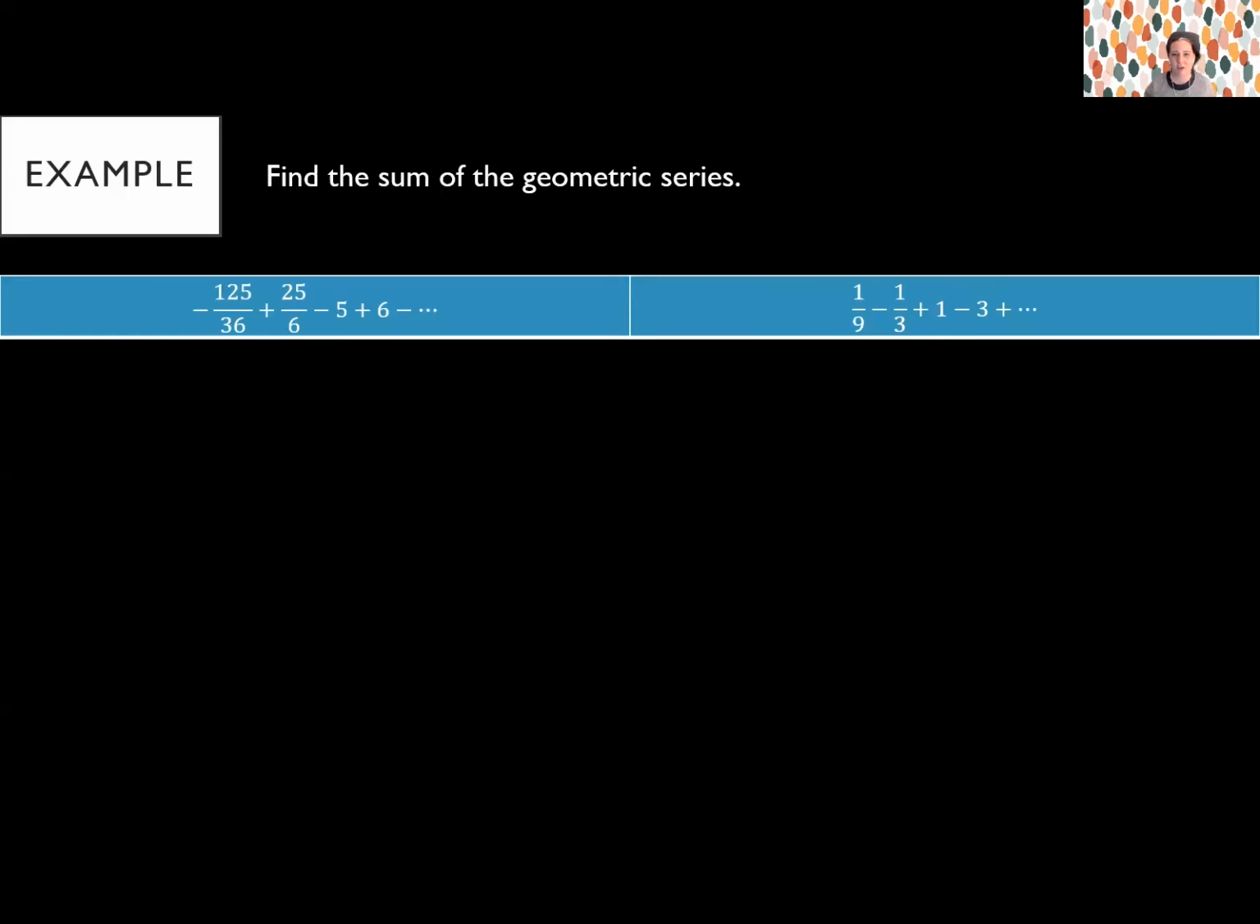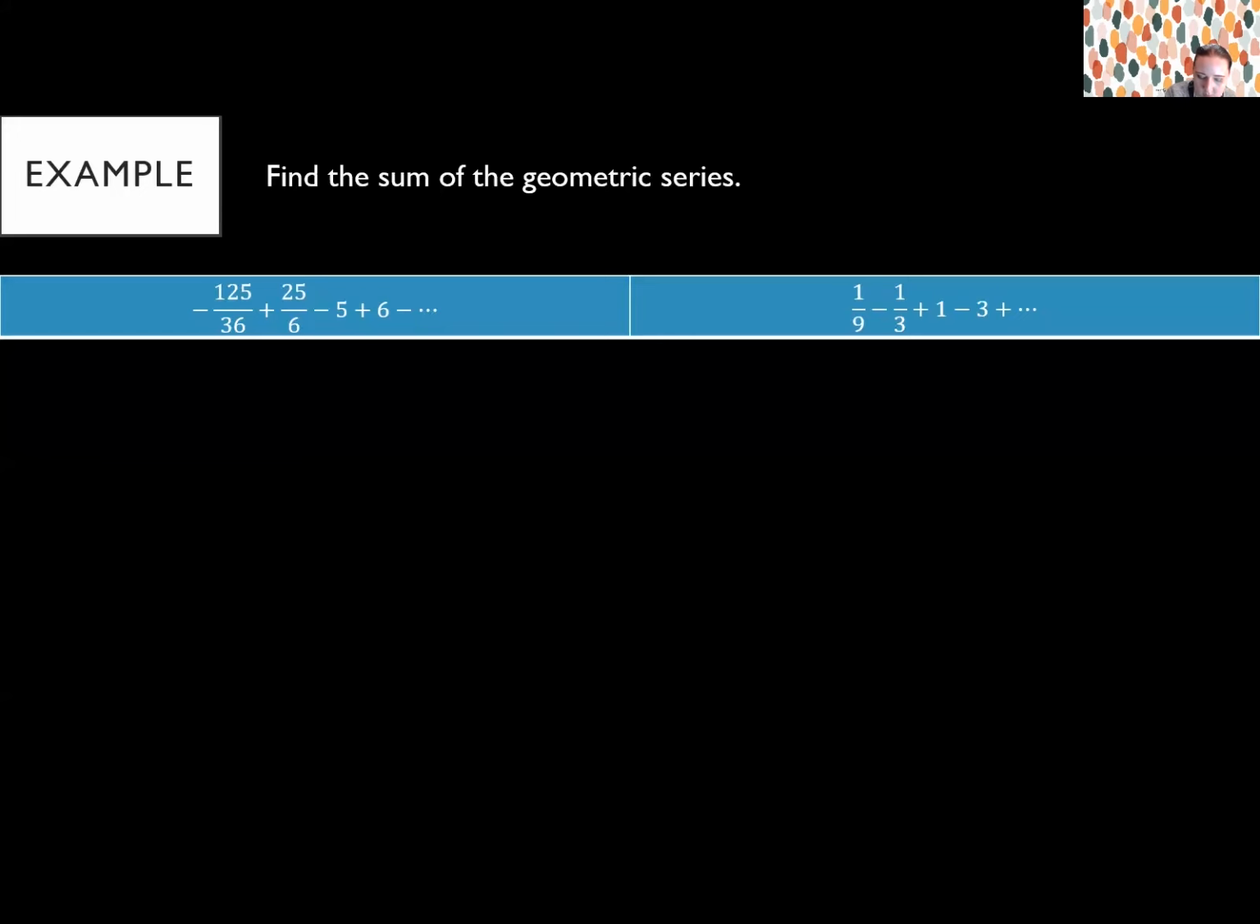Okay, so we're going to do a few more here in this form, and then we'll get into some more complicated ones. On the left, we've got negative 125/36 plus 25/6, then minus 5 plus 6 minus plus. It's going to keep alternating, so this is an alternating geometric series. The steps are the same as the one we just did. We have to identify what A1 is, we have to identify R, and then we basically put it into the formula.